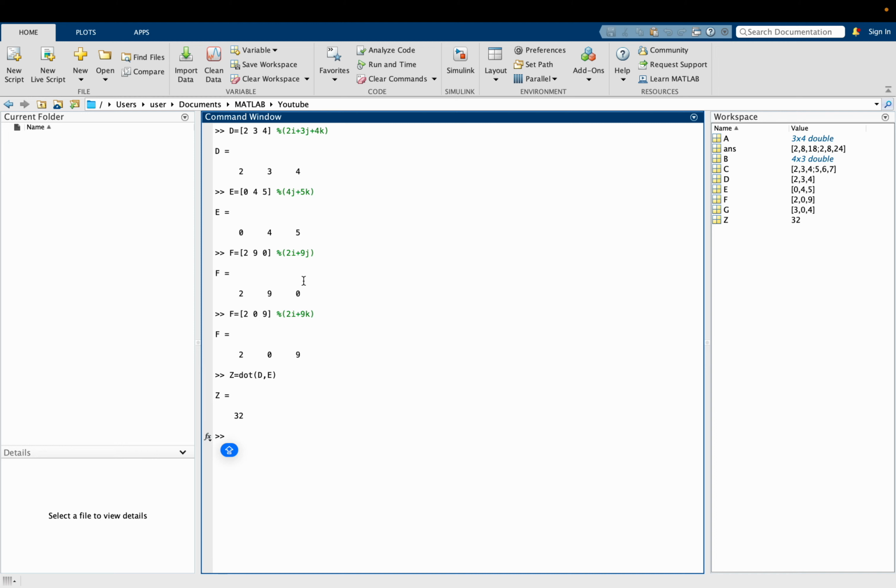And if I want to do cross product, I'll do the same thing, but I will put cross, then D and E. So this will give me my cross product, which is a vector. So you have your -1, -10j, and your 8k.